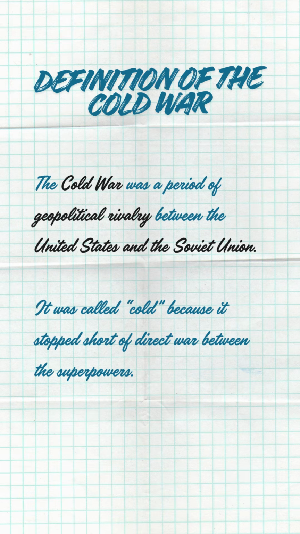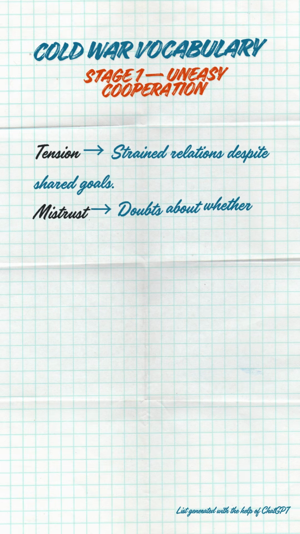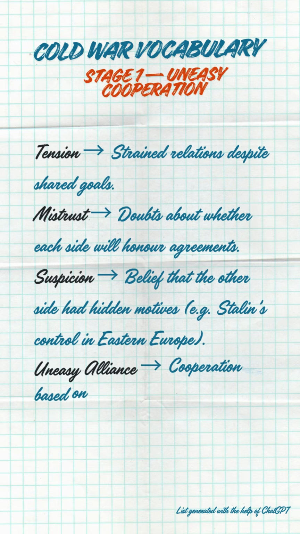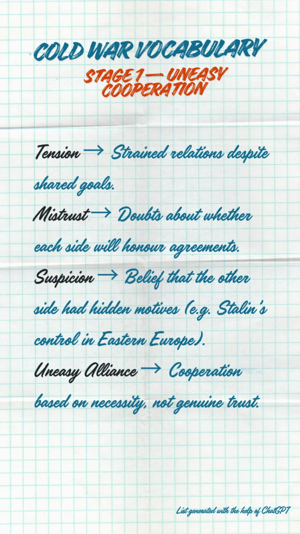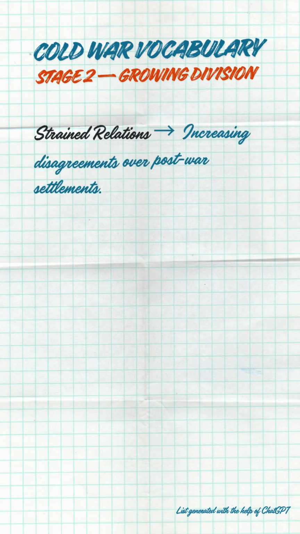Now, when we want to describe this period, it's important to show how tensions evolved over time. To help you do that, let's build a simple vocabulary bank that captures this progression. At first, relations between the US and USSR were marked by mistrust, suspicion, and an uneasy alliance. Both sides worked together as wartime allies, but they were still very wary of each other's intentions. So, a good example of this would be the Yalta Conference.